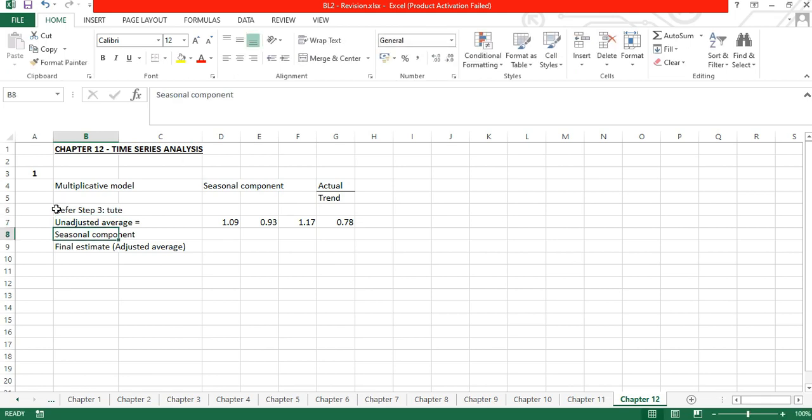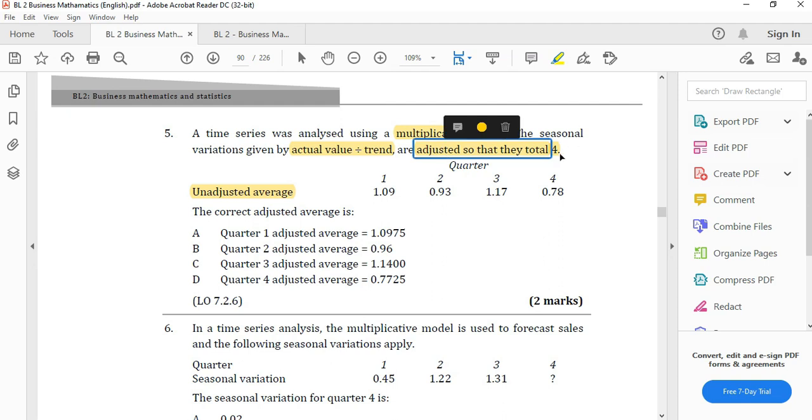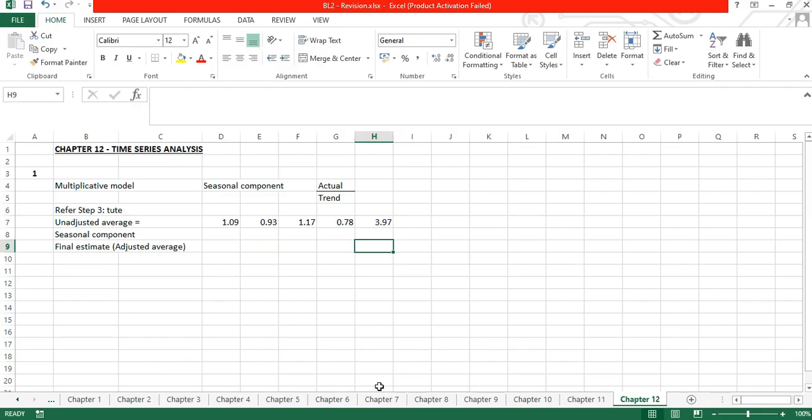In your multiplicative model, in this case, the unadjusted average total is 3.97. But they want to make that average have a total of 4. That means to make this final estimate 4, by how much should it increase? It must increase by 0.03.